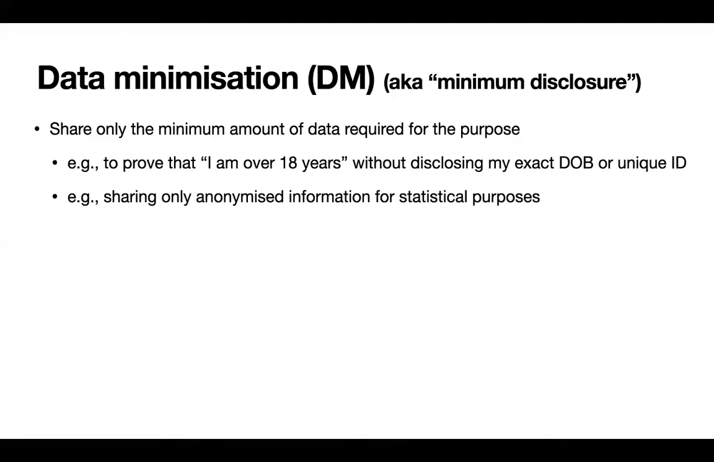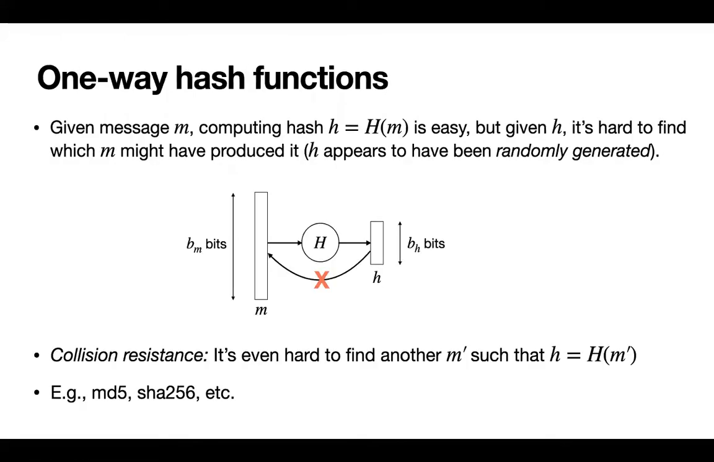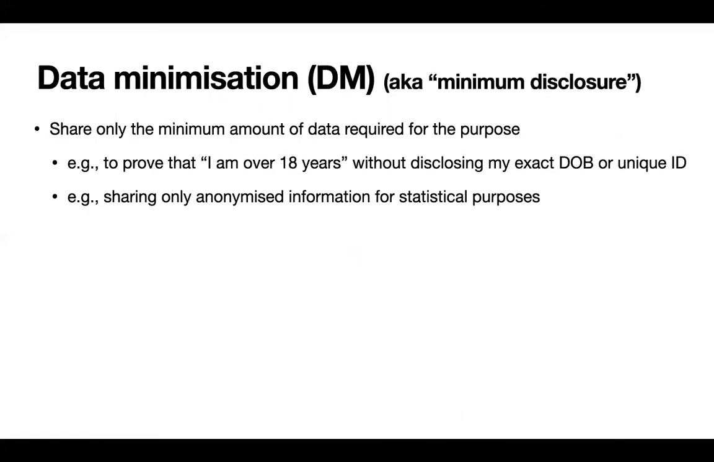All right. So far I have covered the basic primitives, which are pervasive in most of cryptography and most of data security, actually. Now I am transitioning into the data privacy principles and techniques to achieve data protection. The first principle is data minimization. It is also called the minimum disclosure principle. And this is just the age-old adage that you share only the minimum amount of data required for the purpose.